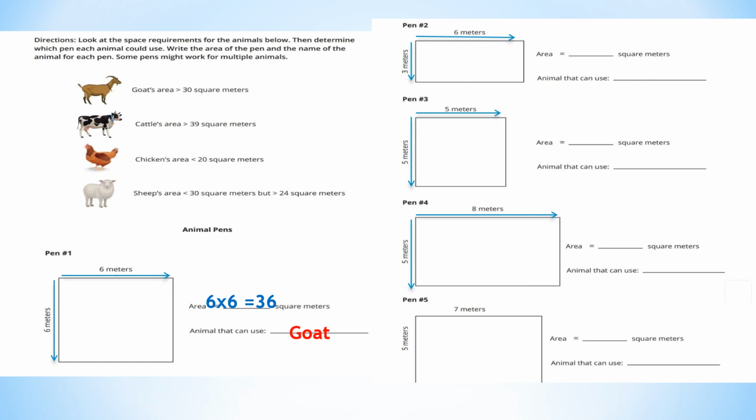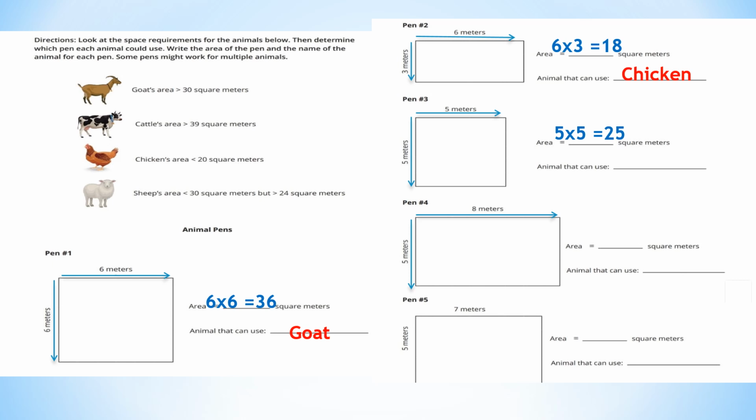The second one, its length is 6 meters and its width is 3 meters. The area will be length times width, which is 6 times 3 equals 18 square meters. So, which animal will enter this pen? Chicken, yes, chicken. Why? Because chicken wants a pen which is smaller than 20, and 18 here is smaller than 20.